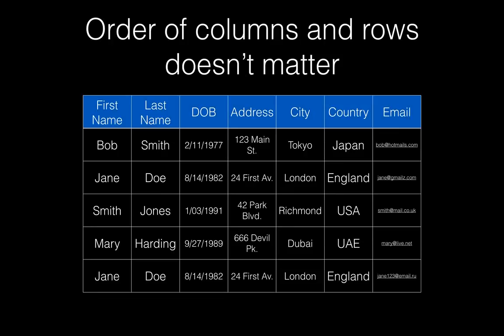The order of the columns and rows shouldn't matter because we always know the name of each column, and since we know that each row is unique, we shouldn't care what order the columns and rows are given to us in.